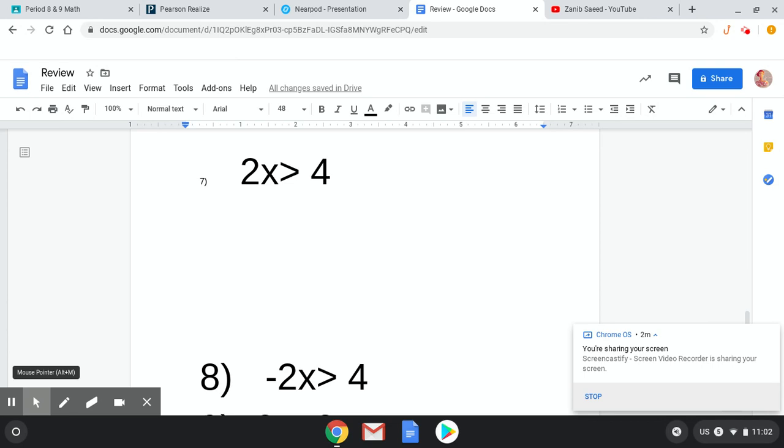Again, the same one-step process that you guys just saw a video of. We're doing the same thing again. It is 2 times x. You divide 2 on both sides. This is the part where it gets tricky. Do I change this sign here?